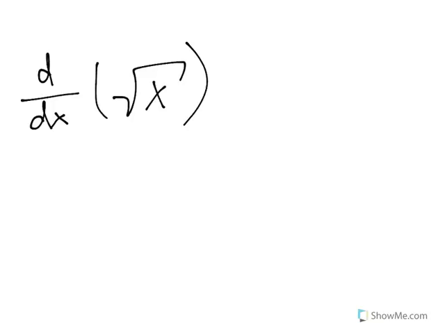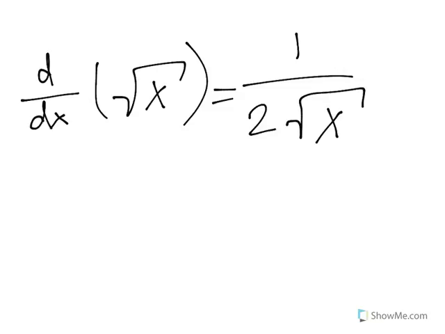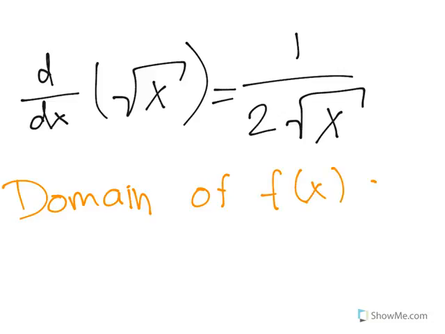So if we have to find the derivative with respect to x of the square root of x, we get that it's 1 over 2 square root of x. But this introduces a very important concept, which is that the domain of f of x and f prime of x are not always the same.